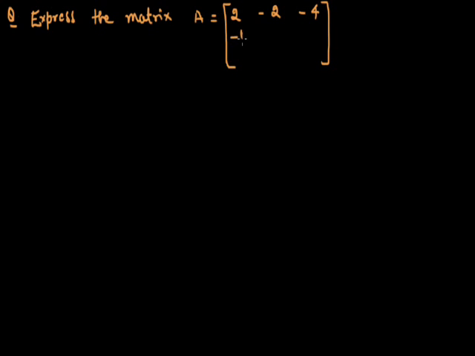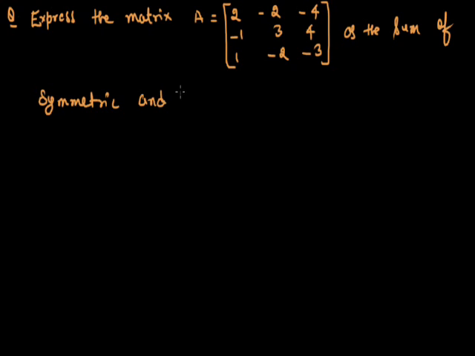Now next problem. Express the matrix A equal to [2, -2, -4; -1, 3, 4; 1, -2, -3] as the sum of a symmetric and a skew symmetric matrix. We have to prove that it is the sum of a symmetric and a skew symmetric matrix.